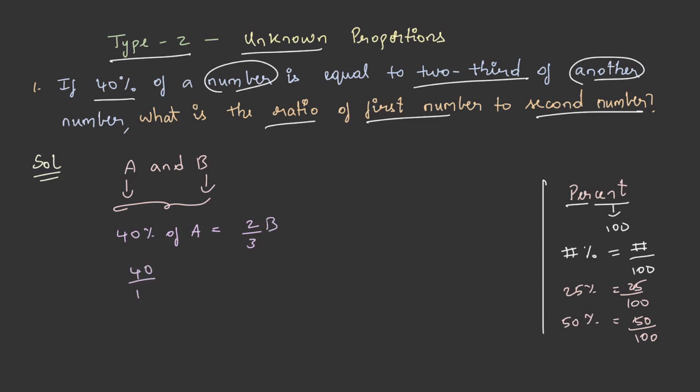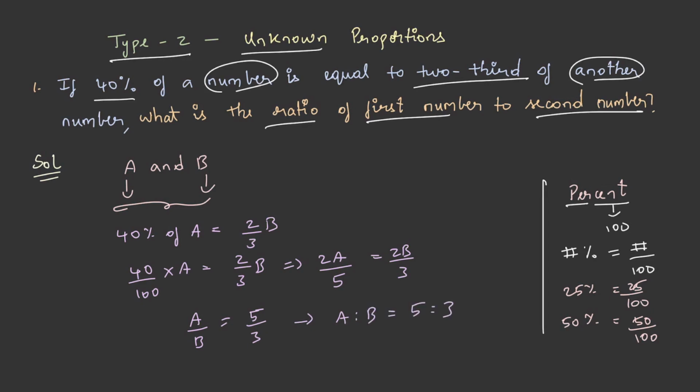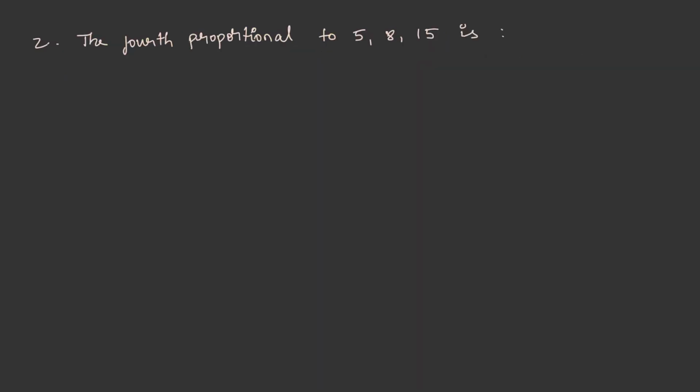That is 40 by 100 into A is equal to 2 by 3 of B, and this becomes 2A by 5 is equal to 2B by 3, and from this A by B becomes 5 by 3, that is A is to B is equal to 5 is to 3. So this is the ratio of first number to the second number. Let's solve another question.